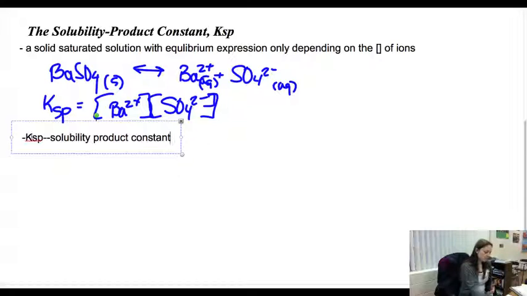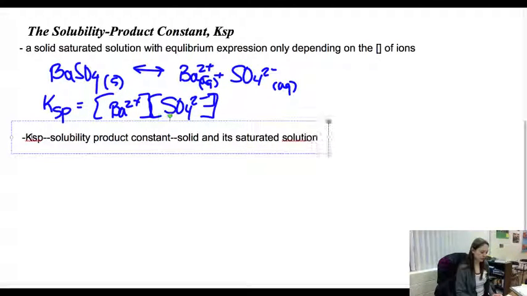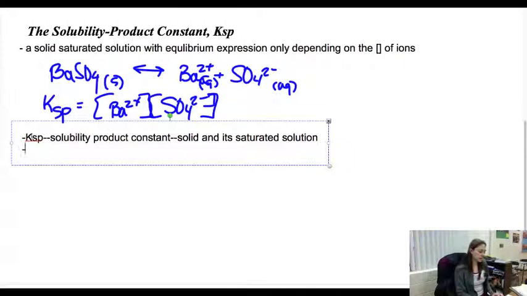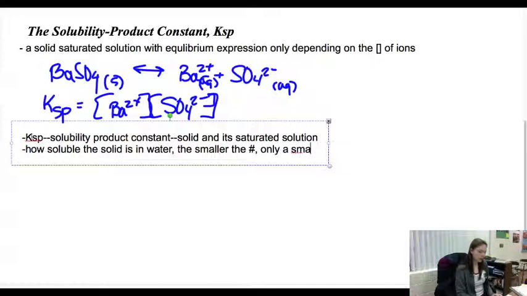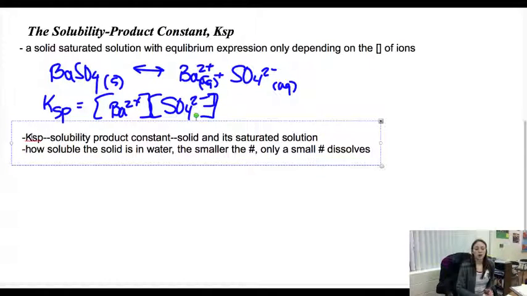Okay, this is dealing again with only the solid and its saturated solution. When we're talking about a KSP, that's telling us how soluble the solid is in water. The smaller the number, that means that only a small number dissolves. So it's kind of like our other Ks. It doesn't go really a lot to the right if I have a small K. Same thing here. I don't have a lot of it going to the right, which means I don't have a lot of ions, which means not very much of it actually dissolves.